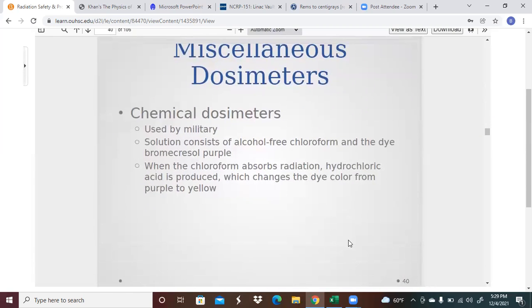So other types of dosimeters: chemical. These are used by the military. Solution consists of alcohol-free chloroform and the dye bromocresol purple. When the chloroform absorbs radiation, hydrochloric acid is produced, which changes the dye color from purple to yellow.